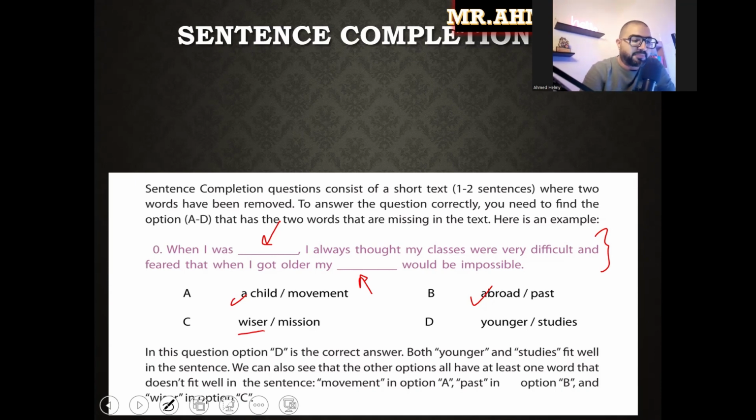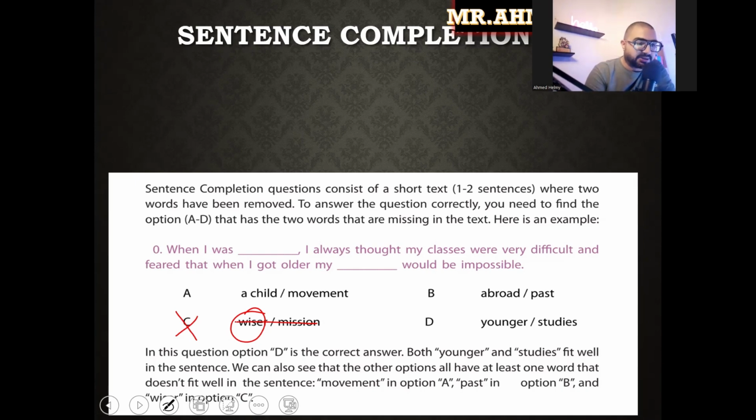So when I was wiser doesn't work at all here, so we simply omit C. We don't choose C. Why? Because the word wiser doesn't work here. Yesterday you're wise, today you're dumb. It doesn't work, so the whole choice is wrong. Now let's move on to choice D, when I was younger. Now I'm left with three choices.